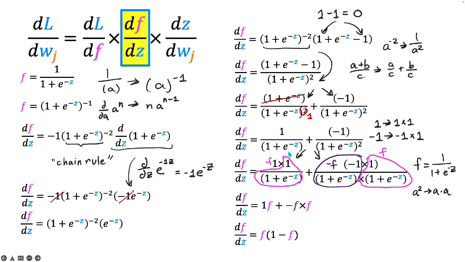And if we look at these magenta colored positive f's, we can actually factor that out. So we just have f times the quantity of 1 plus minus f. And then the last step is that adding negative f is the same as just subtracting f. So you get this expression that we saw in the first video, which is that the derivative of f with respect to z is actually f times 1 minus f, where f is the sigmoid function.